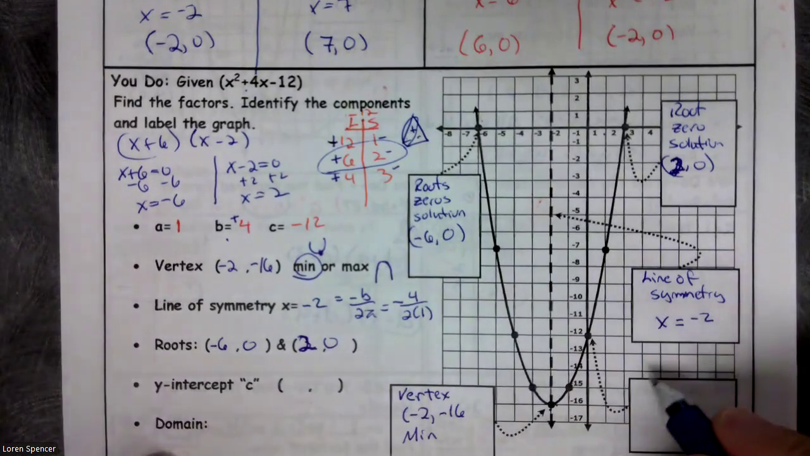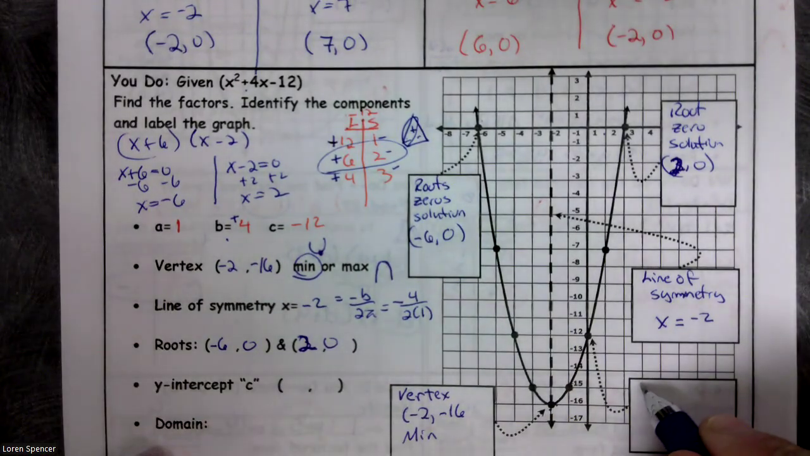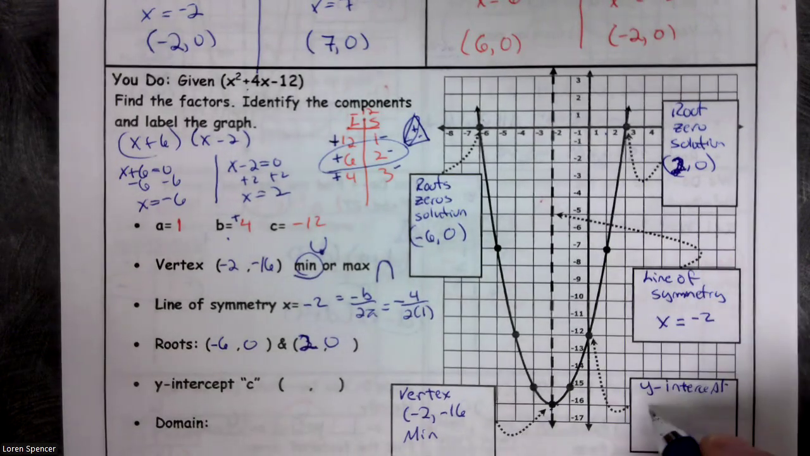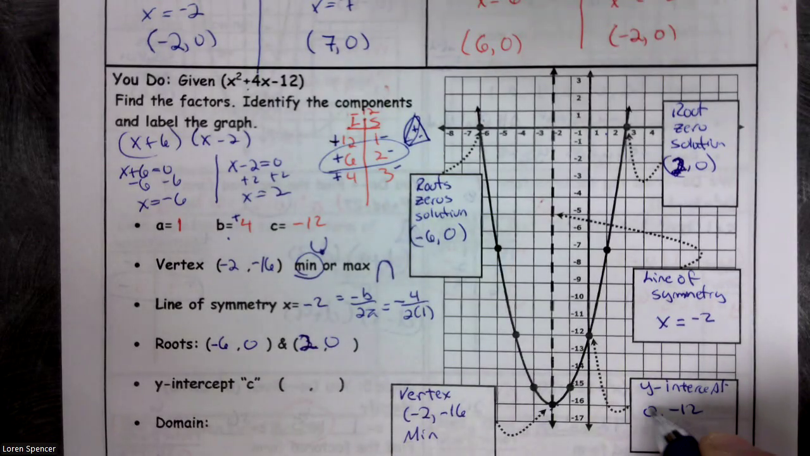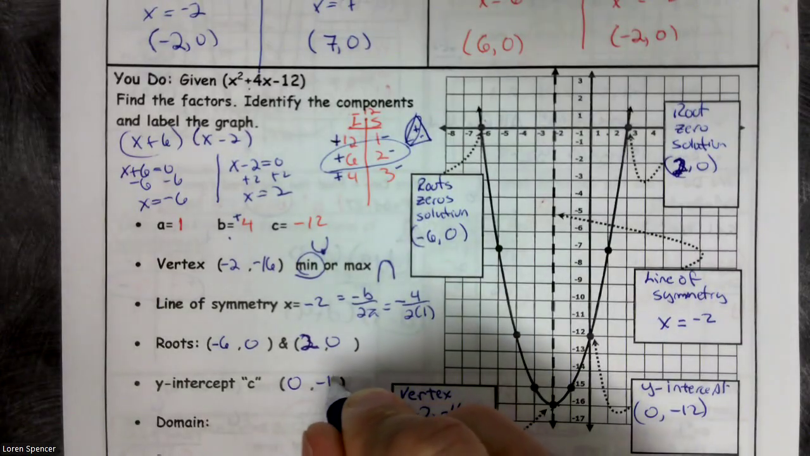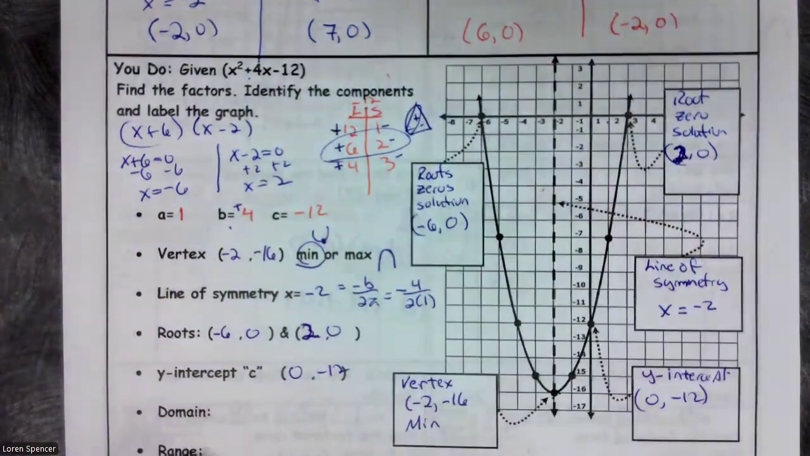Our y-intercept, where does it cross the y-axis? It crosses our y-axis at 0, -12. And look, that's just C.